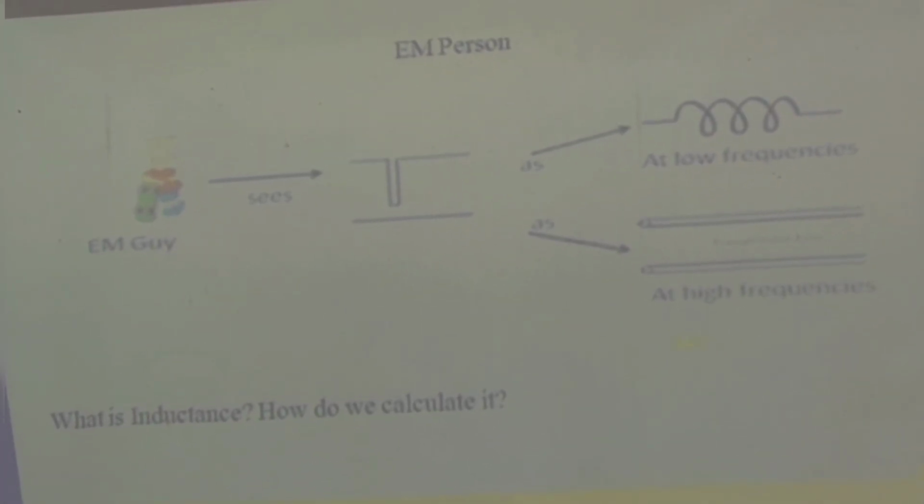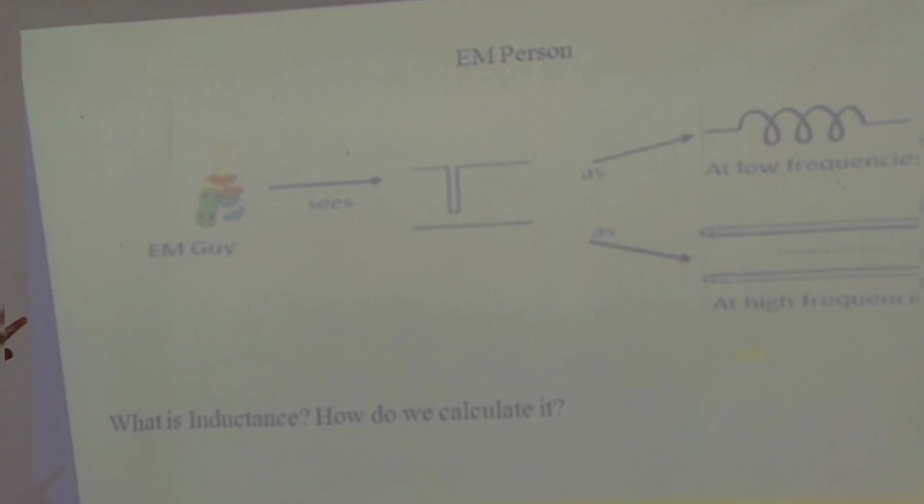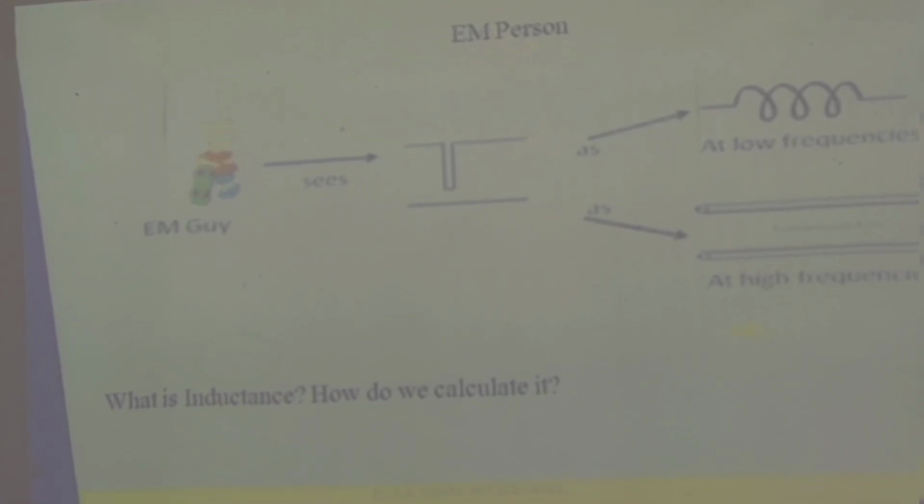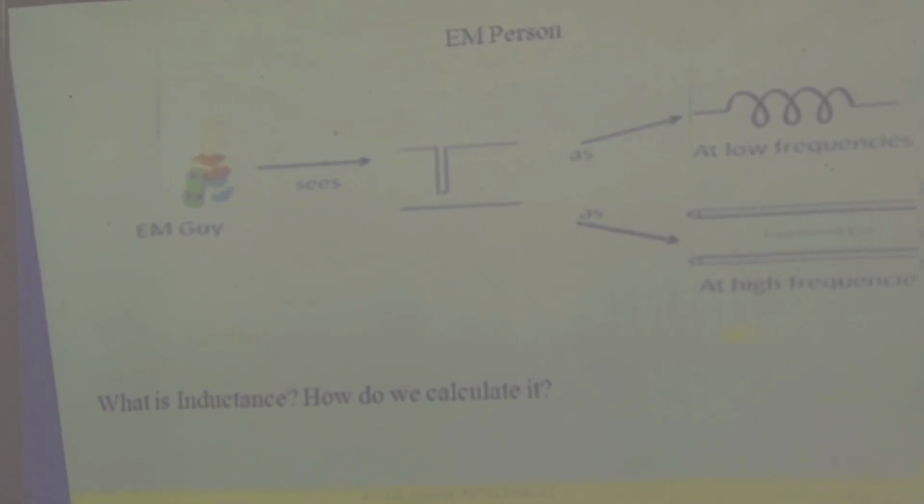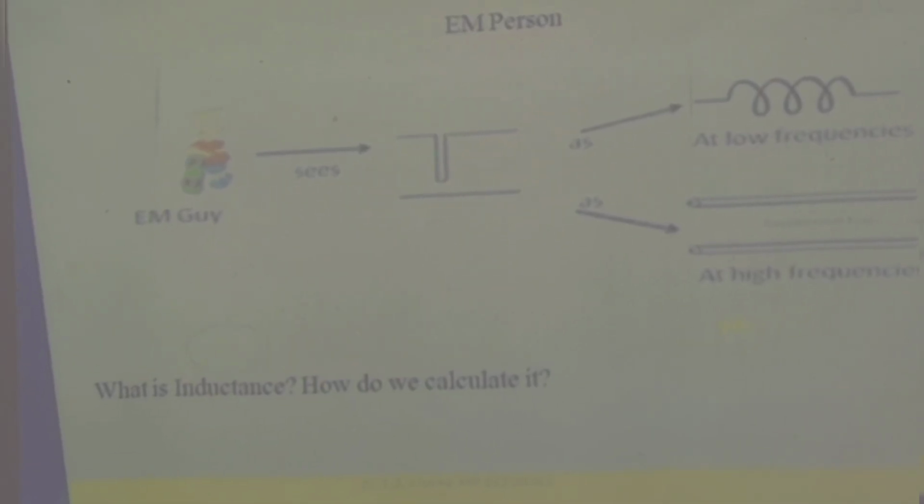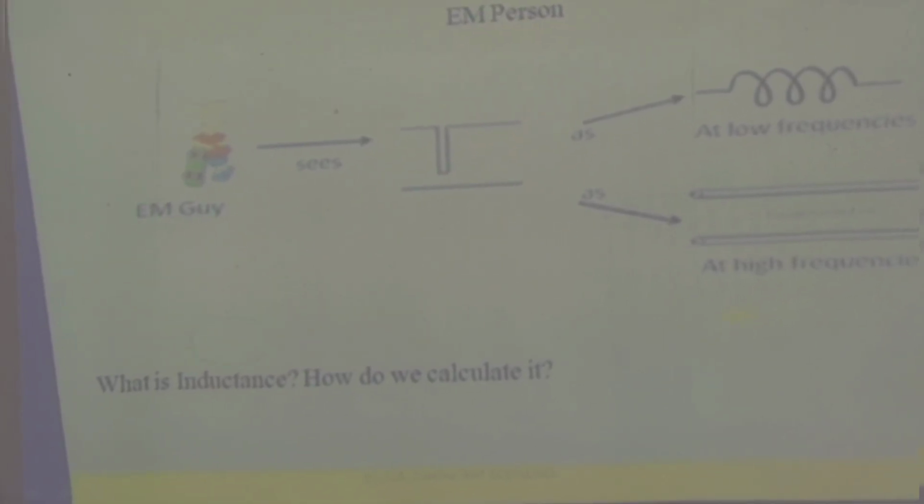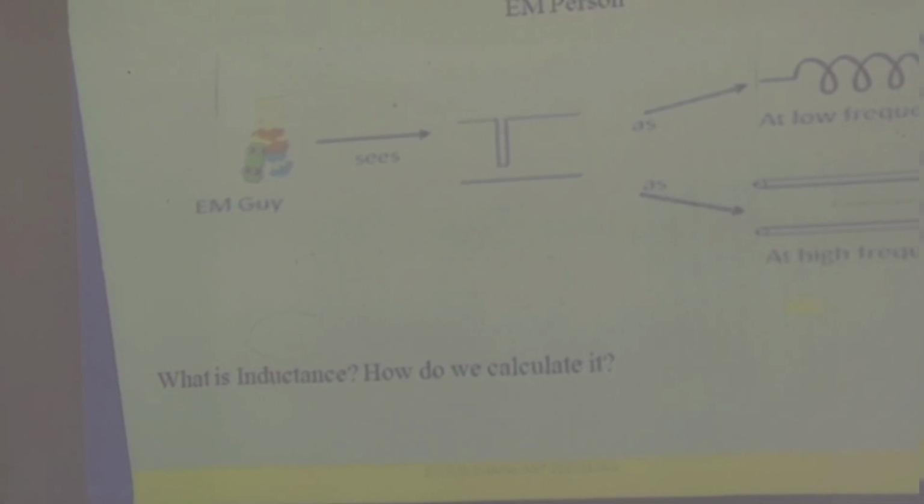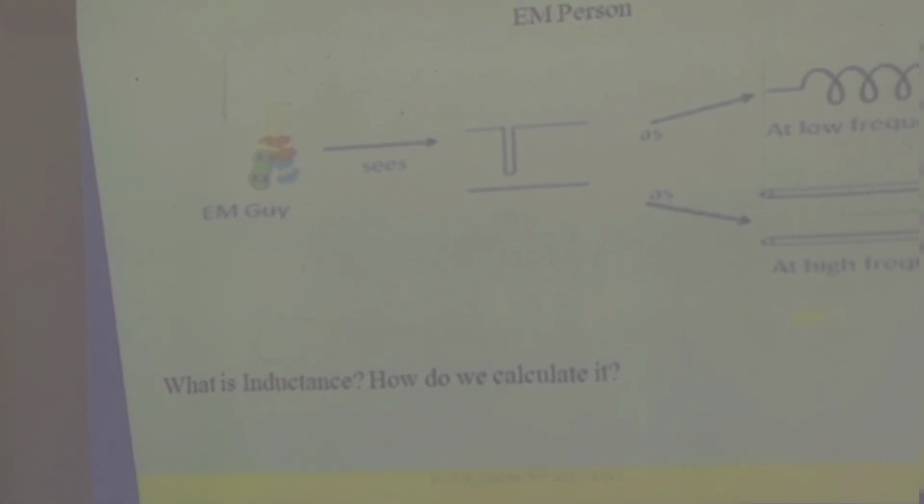So this is an EM guy. When he is looking into this bent wire, it will behave as an inductance at low frequencies and as a transmission line at high frequencies. So from this we learn to calculate what is inductance and what are the values of inductors in different fields.